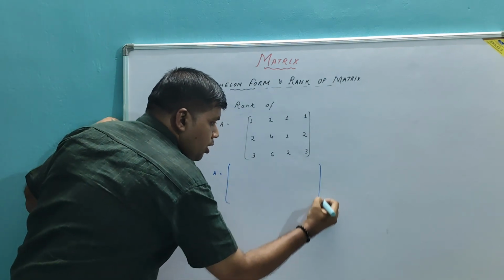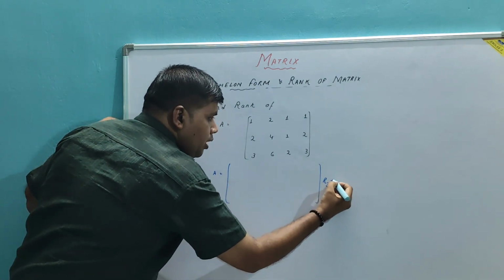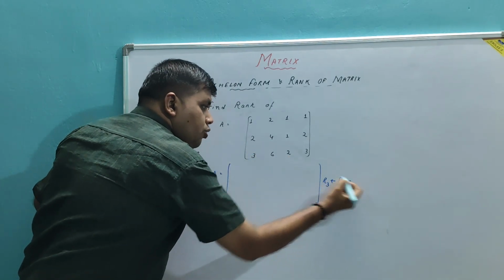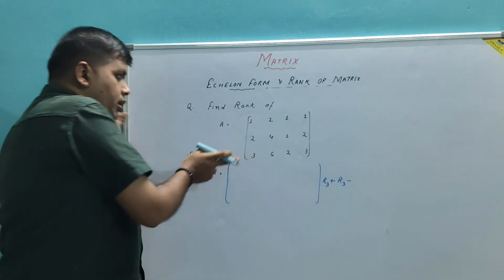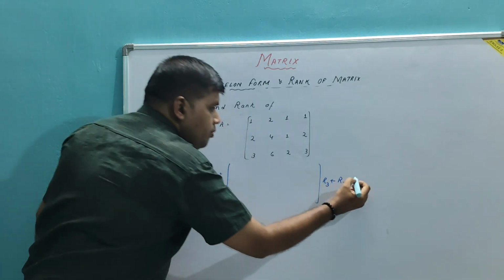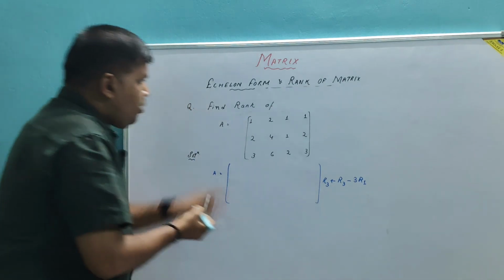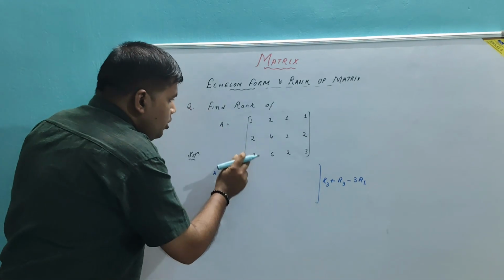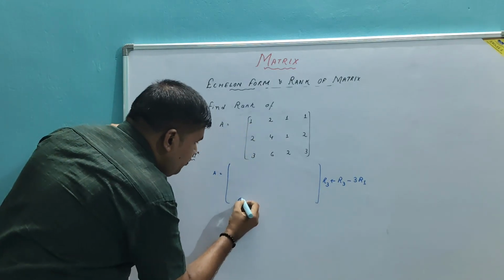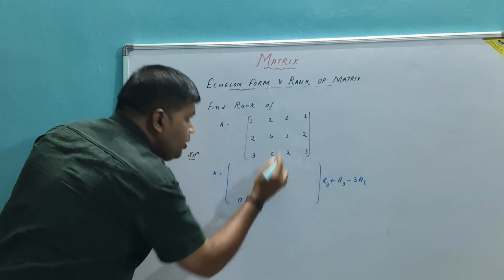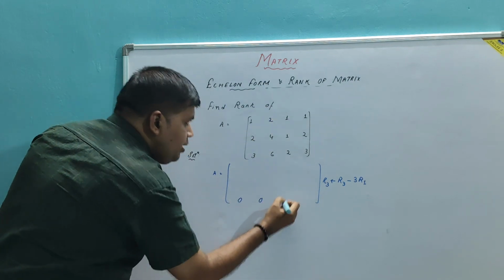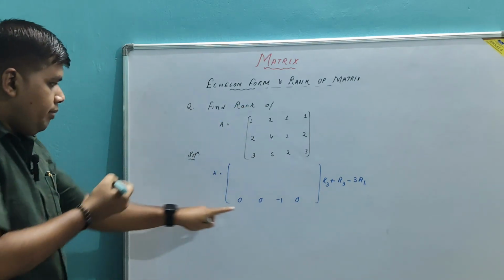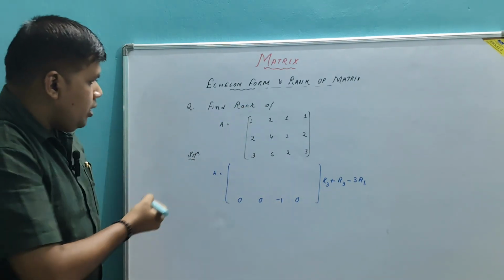So row 3 can be obtained by subtracting 3 into row 1 from row 3. We are multiplying the first row with 3 and then we are subtracting from this. So 3 1s are 3, 3 minus 3 is 0, 3 2s are 6, 6 minus 6 is 0, 3 1s are 3, 2 minus 3 is minus 1, 3 minus 3 is 0. So 0, 0, minus 1, 0.